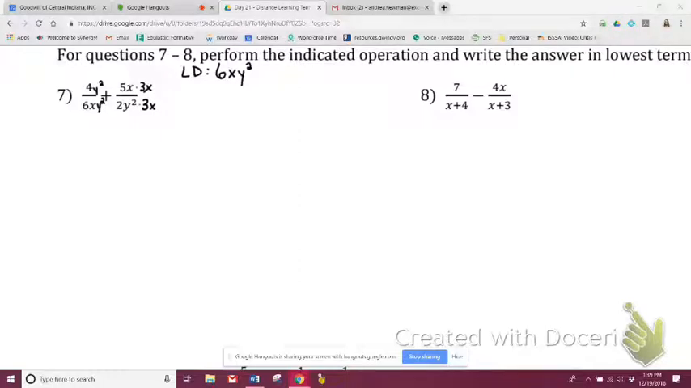How'd you get the 3x on the other side? Because 2 times 3 gives me the 6 I'm looking for. Okay. And then that x is missing. Yes. Okay. I feel like I've been understanding all the other problems, but these last two, I'm just.